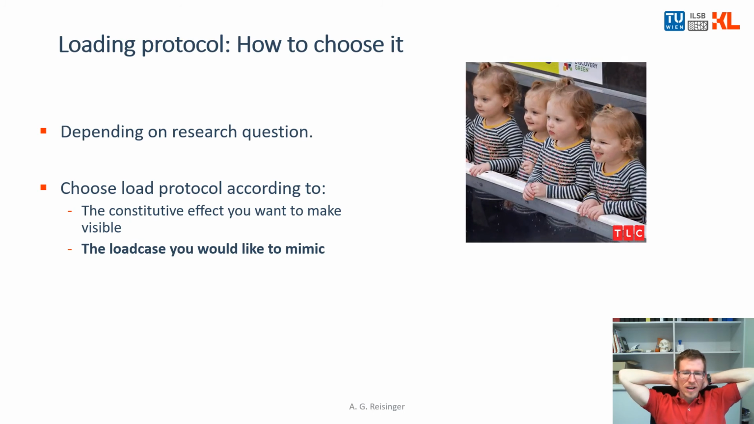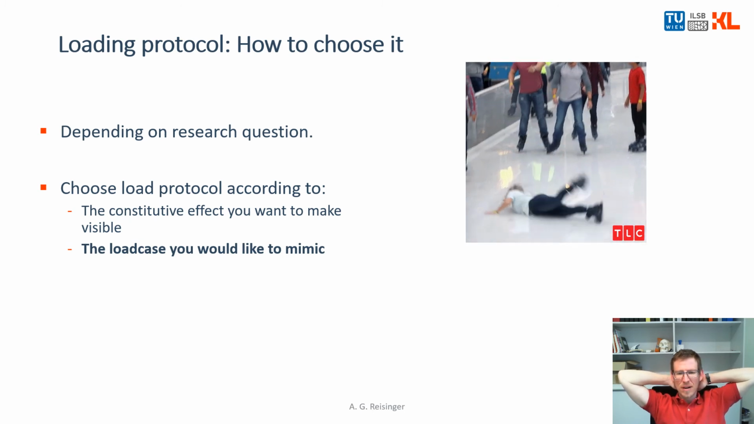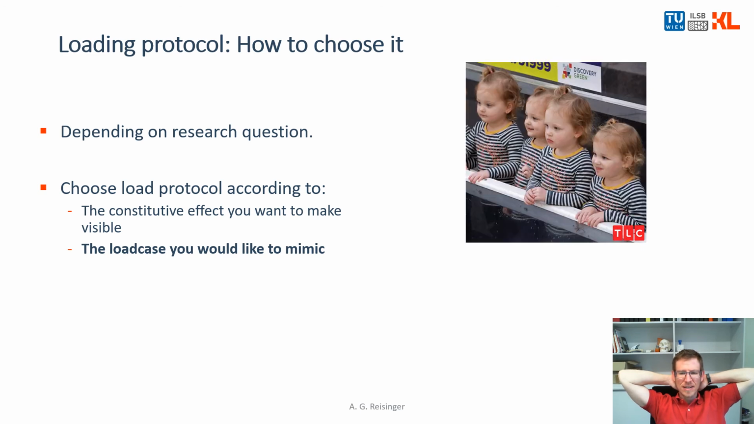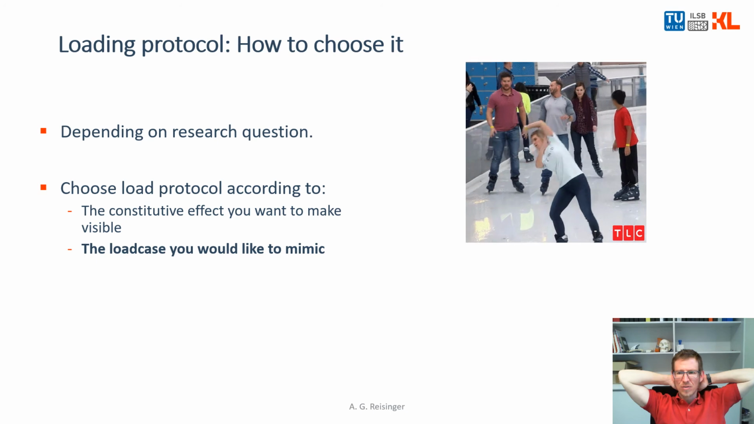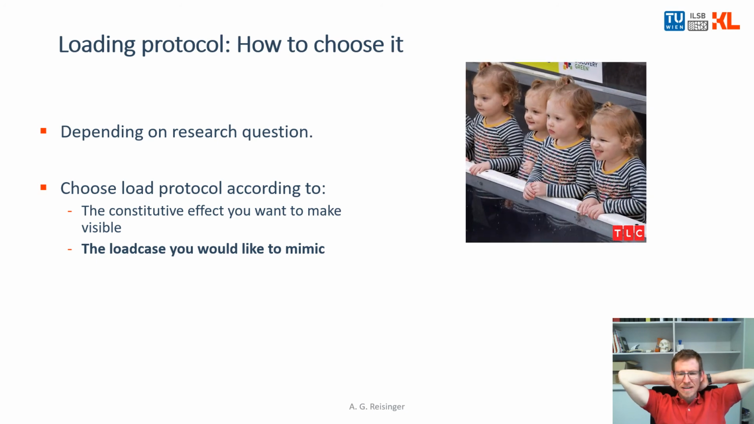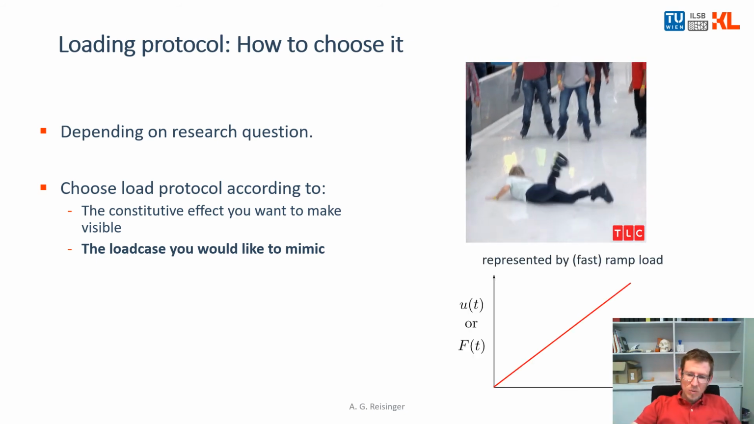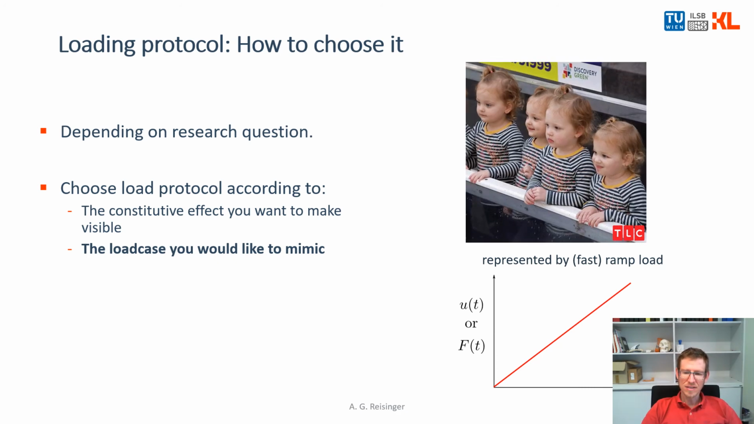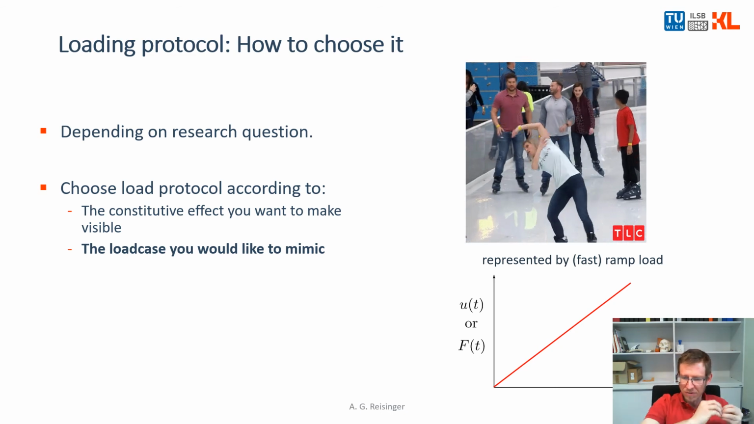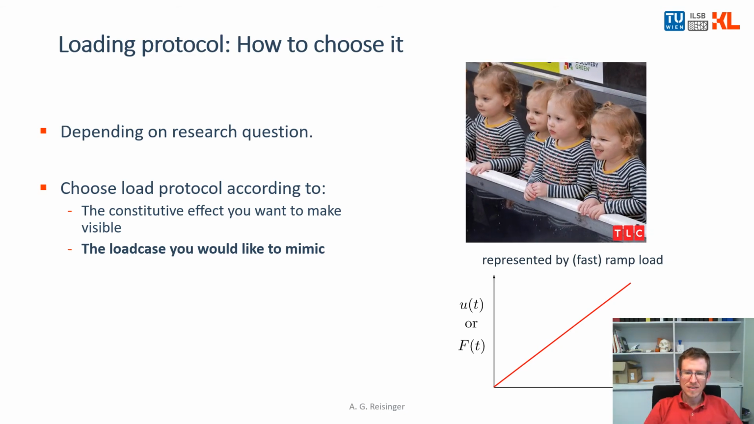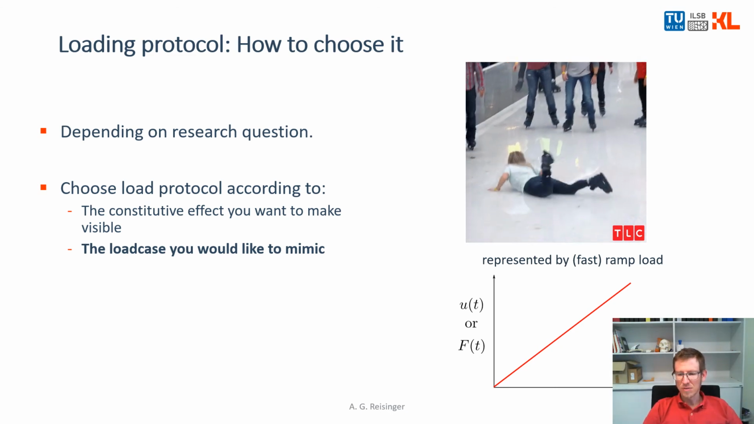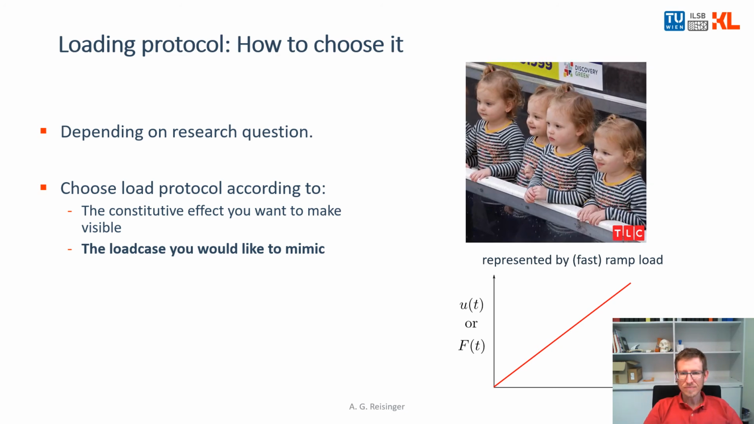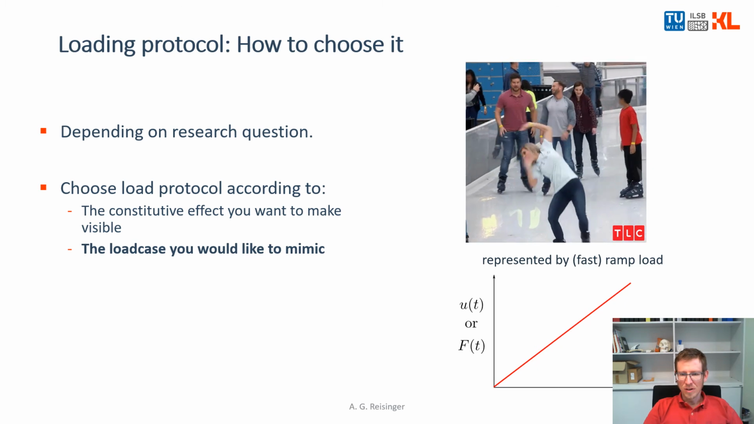Second strategy, you would like to mimic a certain load case. So remember back to this accident, this fall of this lady. She was falling on her hip and on her wrist. In this case, we have to apply a fast ramp load. Yeah? So a hit like this is nothing else than a ramp load in a very fast fashion. Either force or displacement controlled. This can be chosen more or less freely. Yeah?